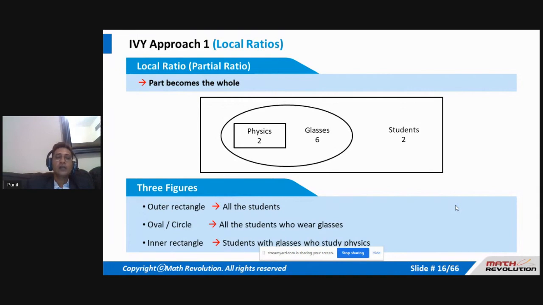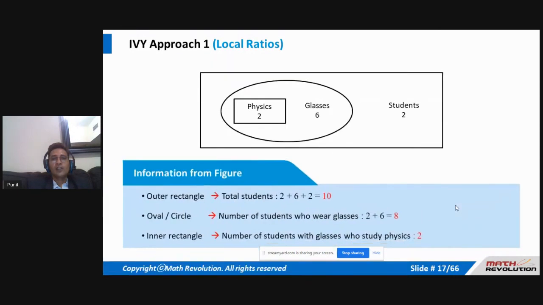An inner rectangle that right now we see on the screen are the students with glasses who study physics. So there could be students without glasses who study physics. There could be students who study physics and they wear glasses. So this is how we have segregated it. So just remember these numbers: 2, 6, and 2. And now let's talk about this.